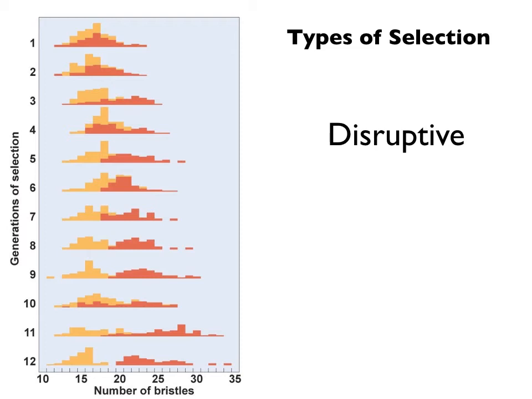So it's kind of the opposite or the inverse of stabilizing selection. It's not like directional selection either, because in directional, only one of the extremes is selected against. Okay? Here, both of them are selected for.